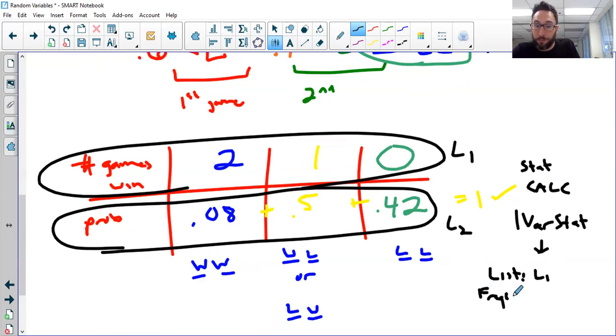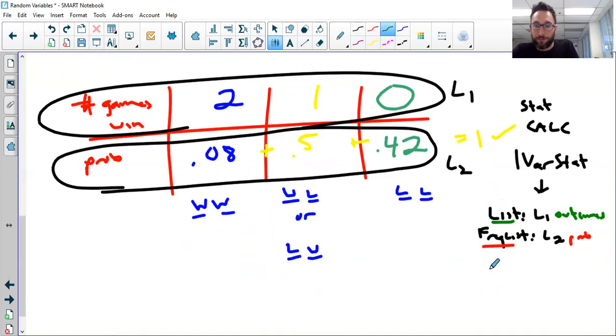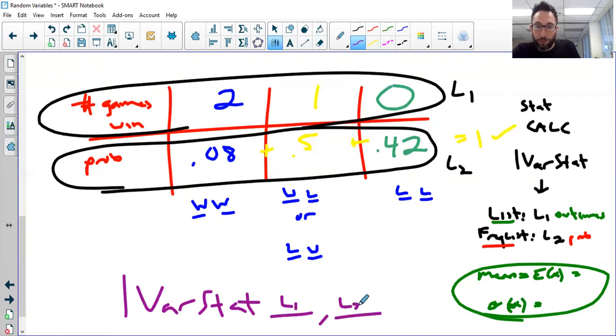And my frequency list, my probabilities here represent how frequently each thing happened. So they don't have to be in L1 and L2, just in general. The list is always your outcomes, which in this case is the number of games won. And the frequency list, those are our probabilities, which I entered in L2. Then I'm going to press calculate. And it's going to give me the expected value, which is the mean. That's my expected value, whatever it says on the calculator. And sigma is my standard deviation. So I just pull those off the screen. Lastly, if you've got an older model and it just pops up and says 1-Var Stats on your screen, you have to type L1 comma L2, or just wherever your outcome list is, comma, wherever your probabilities are.